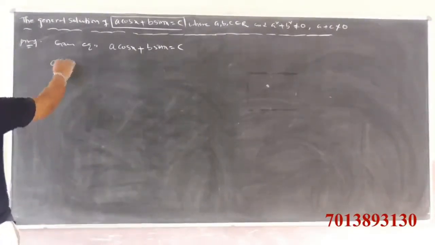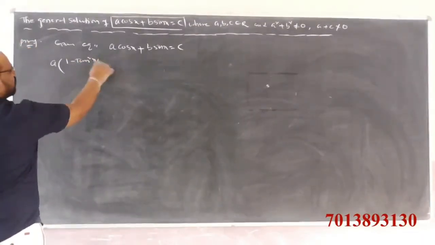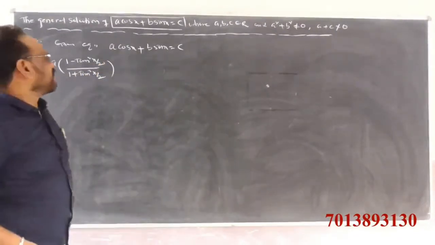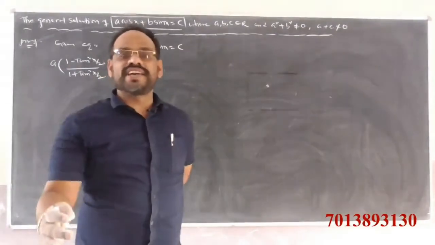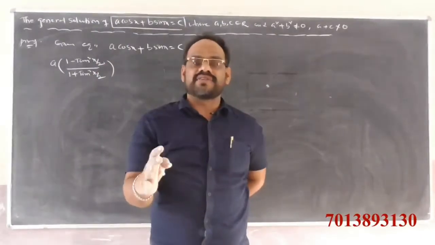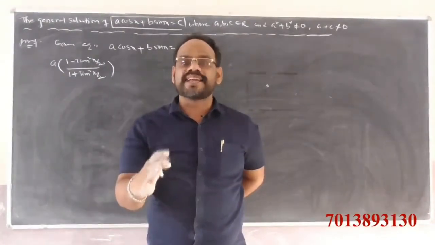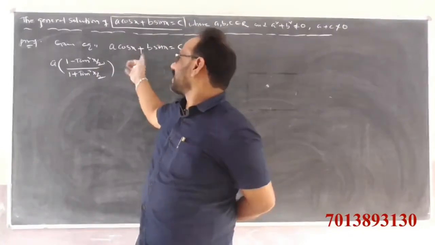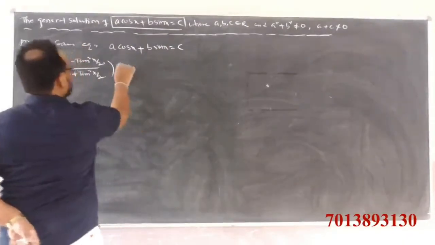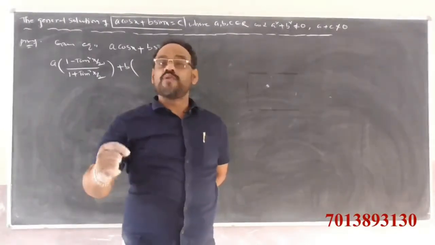So a cos x can be written as 1 minus tan square x by 2 over 1 plus tan square x by 2. Already we know that cos 2 theta equals 1 minus tan square theta by 1 plus tan square theta. So cos theta is 1 minus tan square theta by 2 over 1 plus tan square theta by 2, and so cos x is 1 minus tan square x by 2 over 1 plus tan square x by 2. What is the formula for sin 2 theta in terms of tan theta? Clearly 2 tan theta by 1 plus tan square theta.